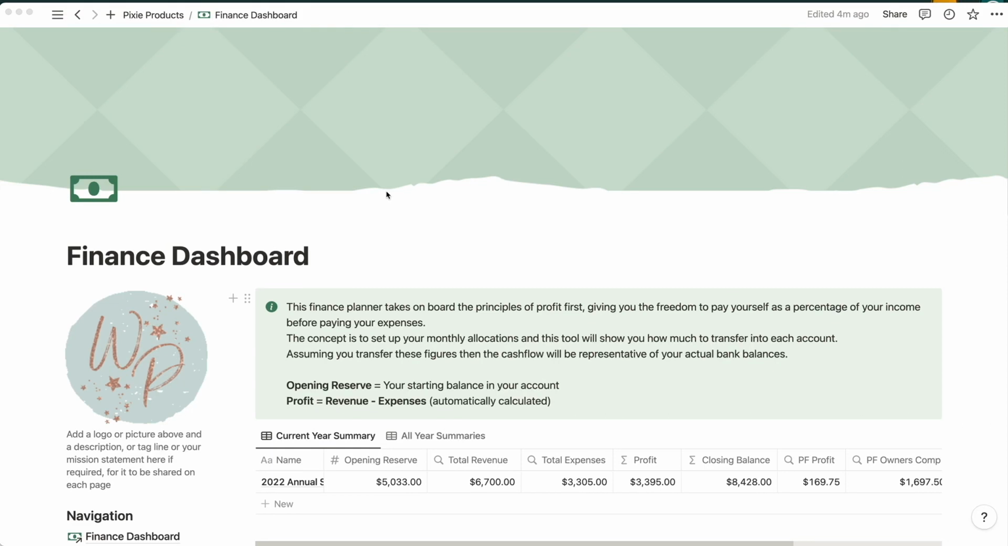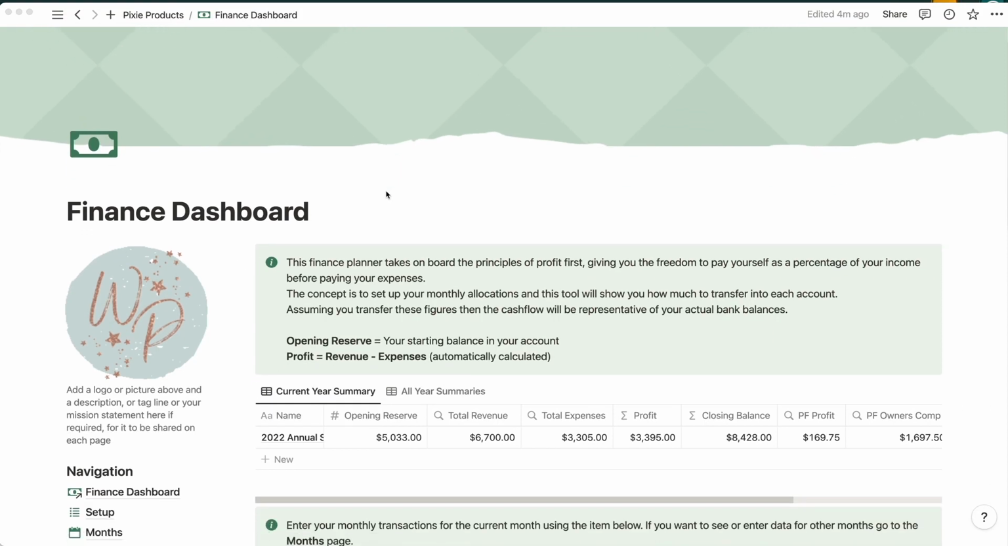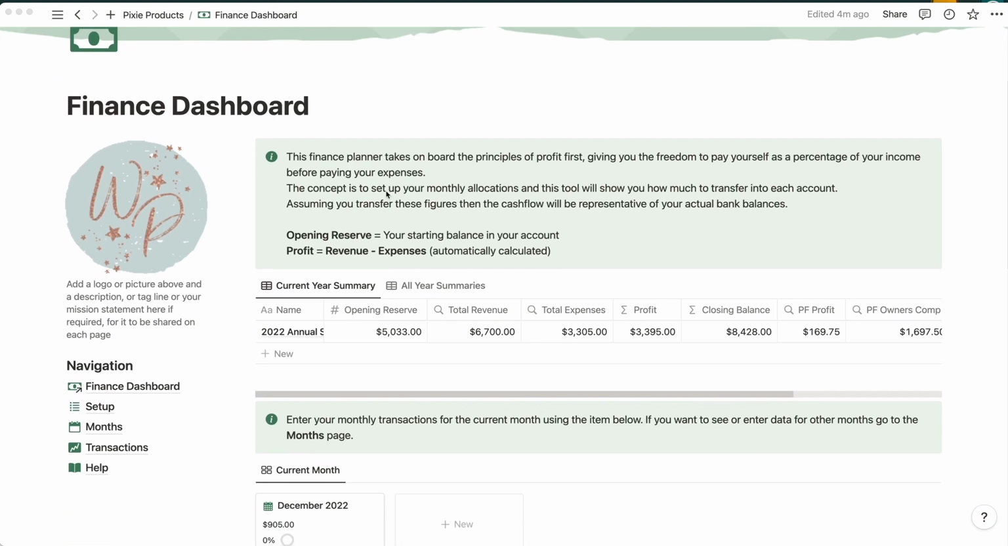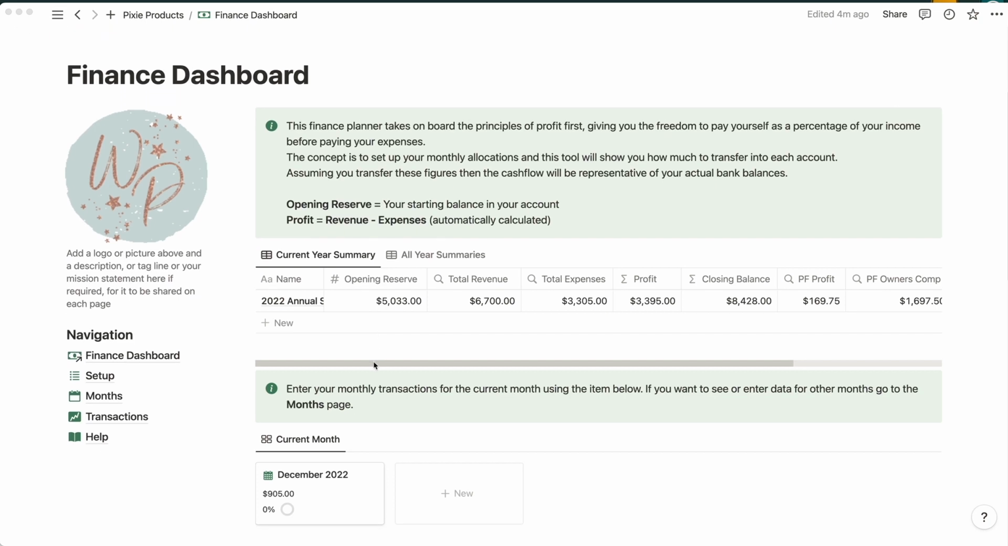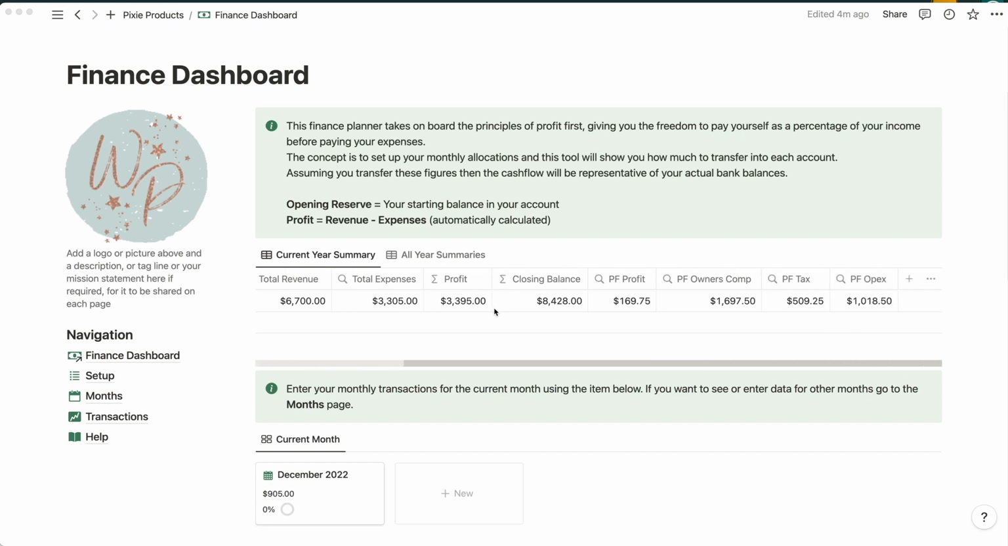This is our new finance dashboard made into a Notion template. As part of it, you can see a yearly summary of your revenue, expenses and profit. And this gives you a cash flow of where you are based on your opening reserve and tells you what your closing balance is. So what value you should have in your account at this current point in time.